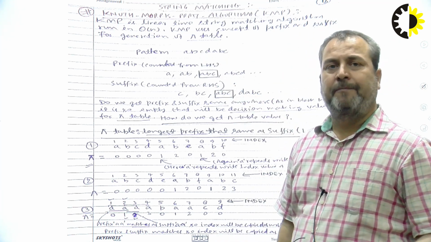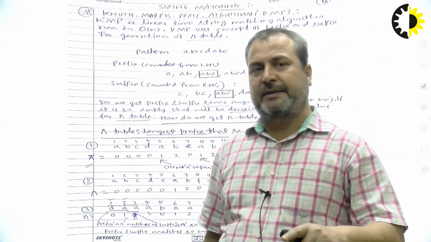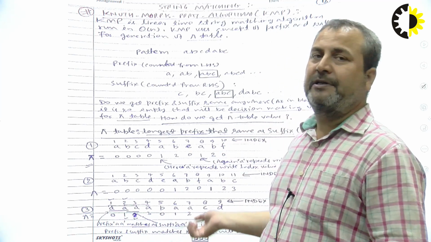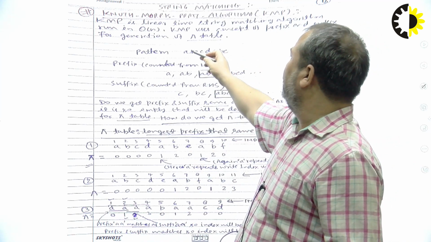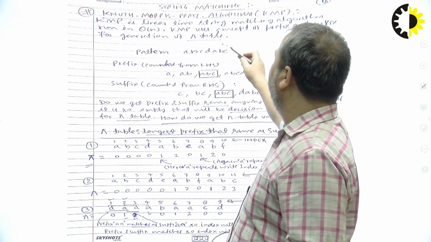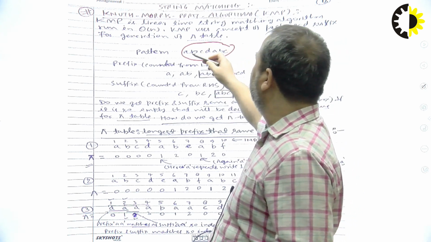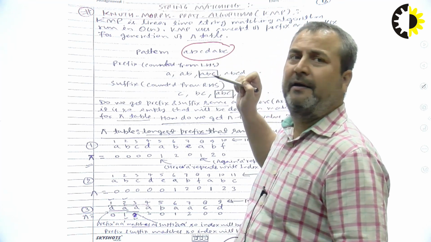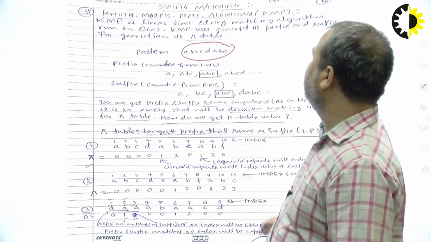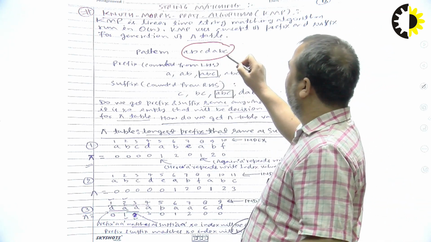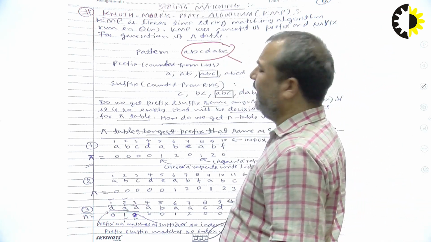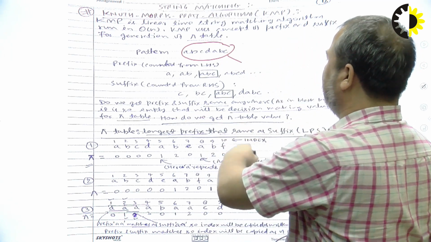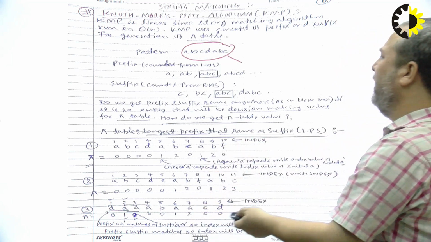We have already introduced the concept of prefix and suffix. Prefix always starts from the left-hand side and suffix always starts from the right side. If you find the prefixes of this string, they become A, AB, ABC, ABCD, like that. If you find the suffixes of this pattern, they become C, BC, ABC, D, like that. The prefix is always counted from LHS and the suffix always from RHS.